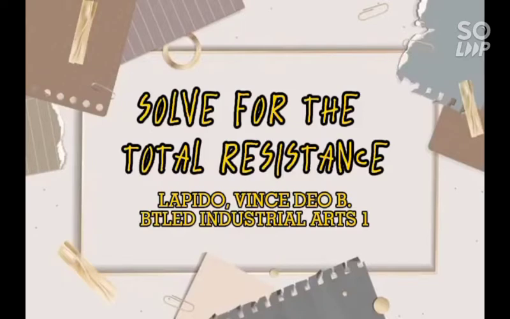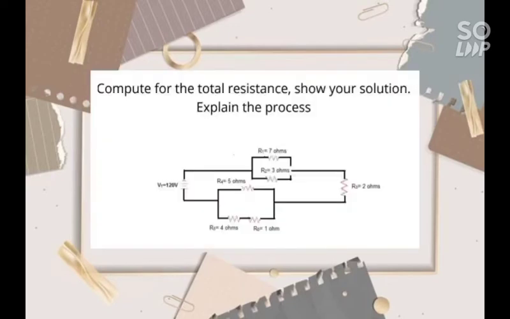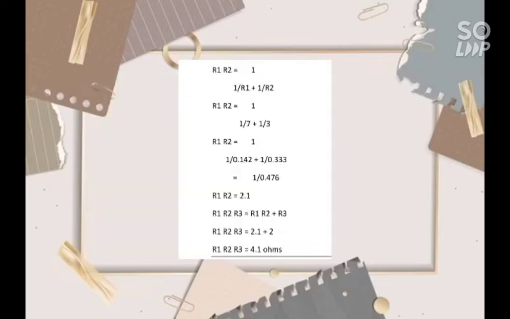Good morning, everyone. My name is Lapido, and I'm here today to discuss the process of solving for the total resistance. There are two ways to solve the total resistance: the product over sum, and the reverse method. Today, we are going to use the reverse method, so let's start. So this is the formula. We can use it in the given problem, which is a mixed problem.